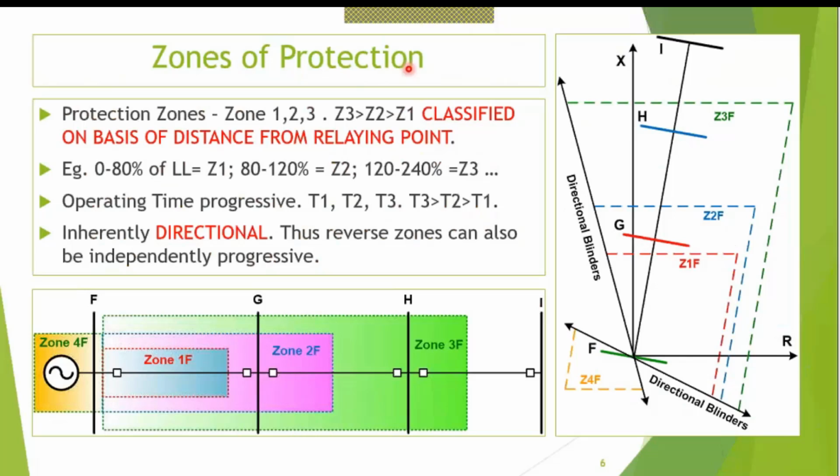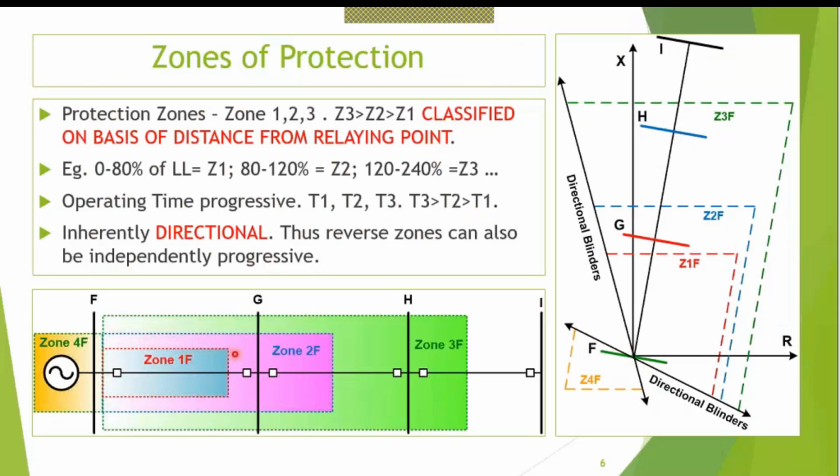Zones of protection. Distance protection is all about protection zones: Zone 1, Zone 2, Zone 3, Zone 4 and higher zones. We have all heard about them. They are classified on the basis of distance from the relaying point. You have the relaying point at the origin. You have buses, suppose bus F, bus G, bus H, bus I. You can start with this diagram.